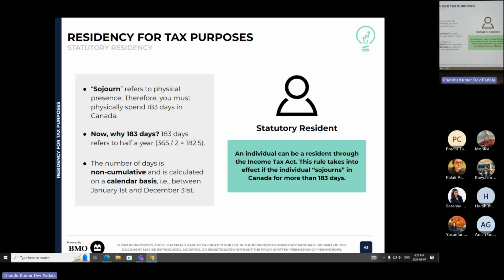The other type of resident is the statutory resident. This means if you're in Canada in any given year for 183 days or more, then you will be considered a statutory resident. The reason it's 183 days is that's simply the number of days in a year divided by 2, so half a year. And it's non-cumulative, so if you're here for 3 months and then you leave and then you come back for 4 months, you've still met the threshold and you're going to be considered a statutory resident.